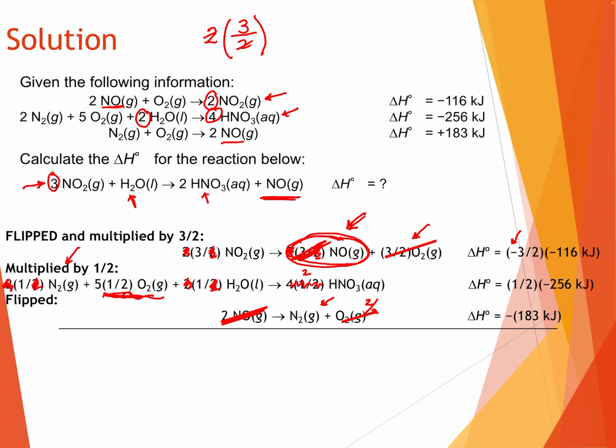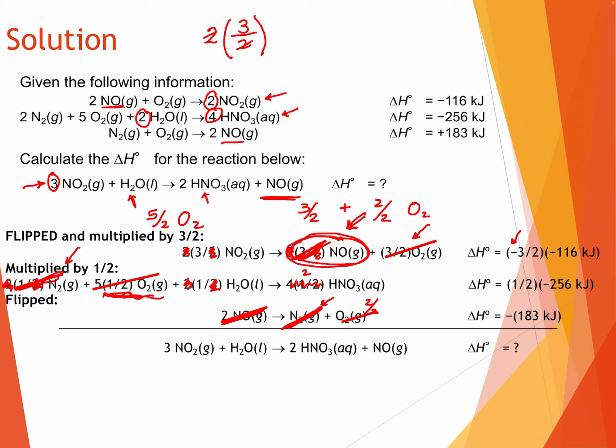Then we're also going to make sure that all of our oxygens cancel out. So total on the reactant side, we had 5 halves oxygen, and total on the product side, we had 3 halves plus 2 halves oxygen. So those are going to cancel out. Then we make sure that our nitrogens cancel out as well, so we have nitrogens canceling on both sides. This nitrogen canceled with this nitrogen. I know this is looking a little messy, but it's going to get much clearer in just a second because we're going to add it together.